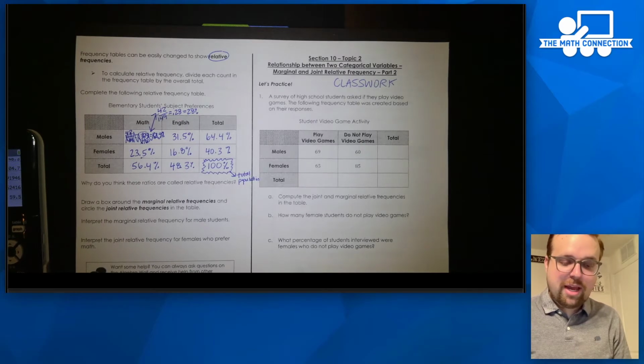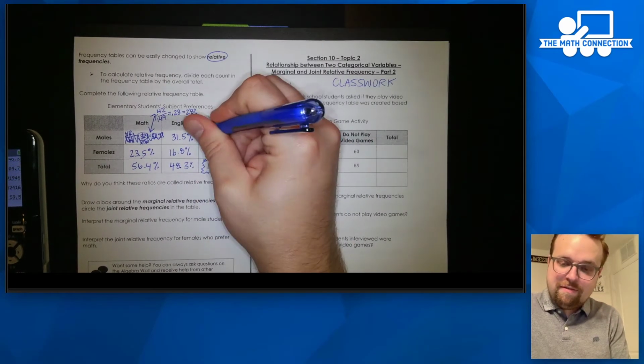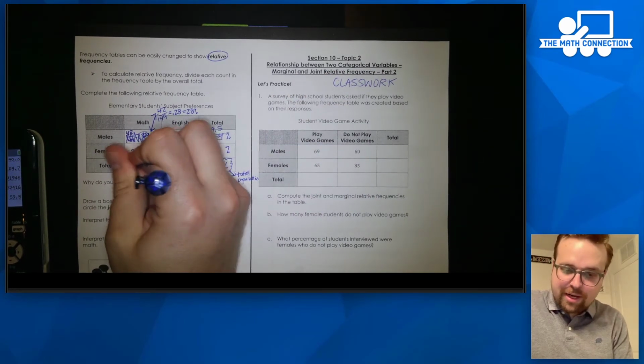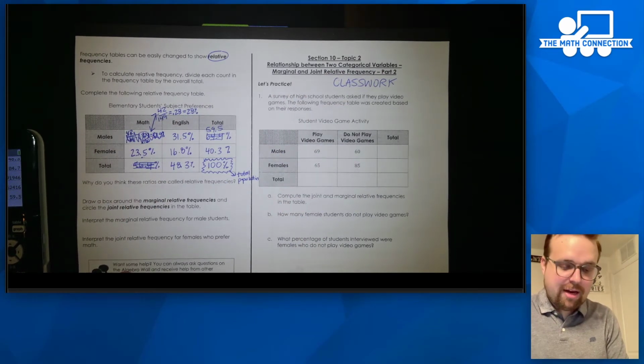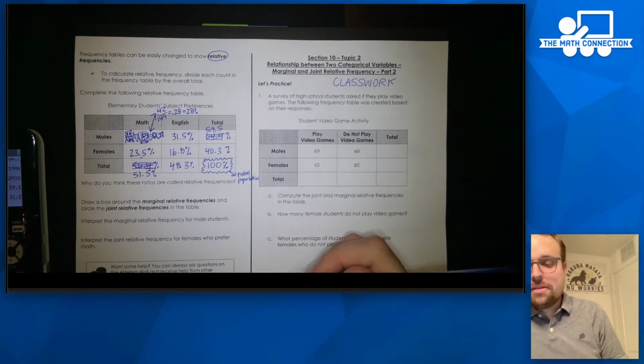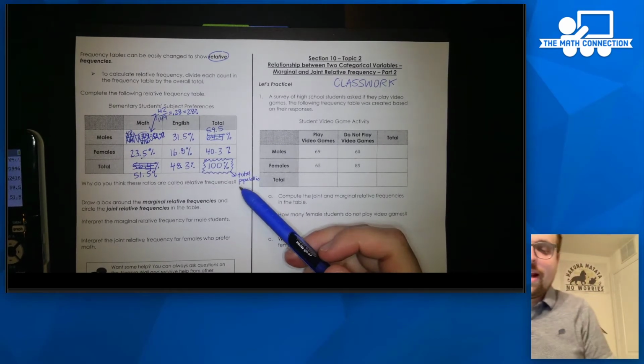31.5 plus 28 gives me 59.5. And let's do this one again, up and down. That should be 28 plus 23.5 is 51.5. Okay, so anyway, back to what I was saying now that that's been fixed.